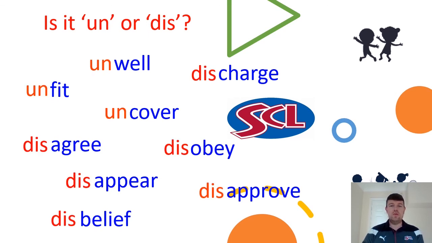How did we do? Did we get them all right? So we should have had unwell, discharge, unfit, uncover, disagree, disobey, disappear, disbelief, and disapprove. If you got all them right, give yourself a nice big pat on the back for being so amazing and so clever. Well done.